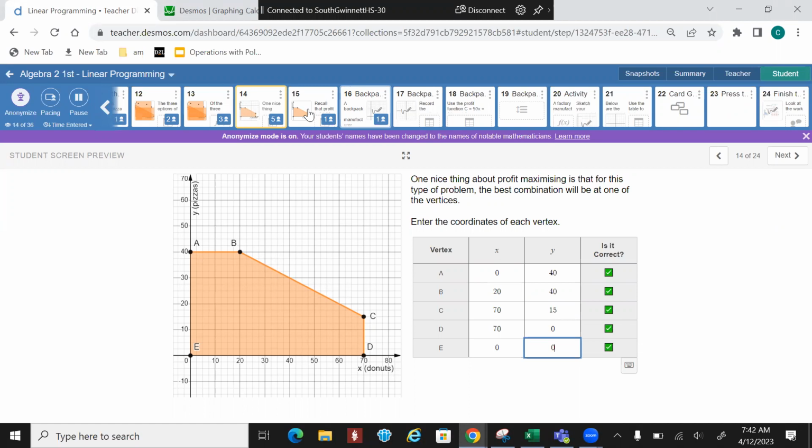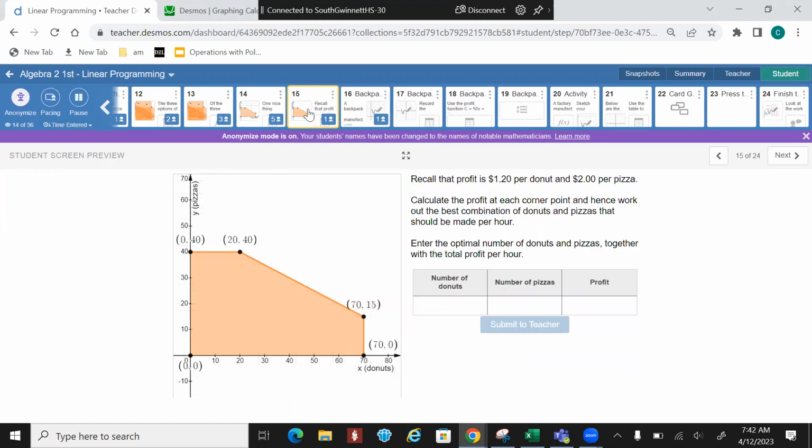Okay. Now recall that the profit is $1.20 for donuts and $2 for pizzas. Calculate the profit at each corner point and hence work out the best combination of donuts and pizzas that should be made per hour. Enter the optimal number of donuts and pizzas together with the total profit per hour. We've kind of already done this part. But if we plugged in 0, 40 and we plugged in 20, 40, it wouldn't be as large as 70, 15. So 70, 15, and that's going to give us a total profit of $114 per hour. Okay, remember that's using that equation and we're just plugging those numbers in.